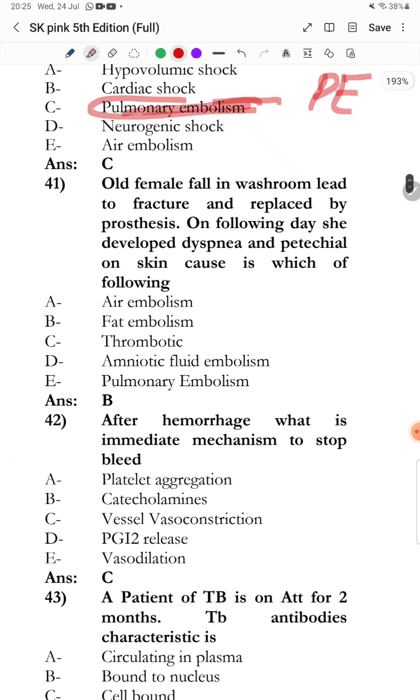Old female fell in washroom, led to fracture and replaced by prosthesis. The following day she developed dyspnea and petechial rash on the skin. Which one of the following is the cause? So it is fat embolism, okay.